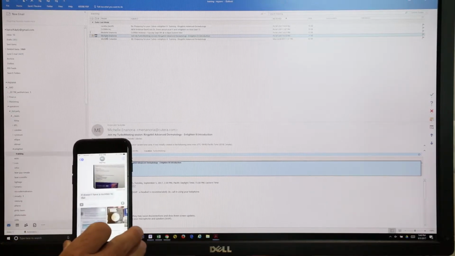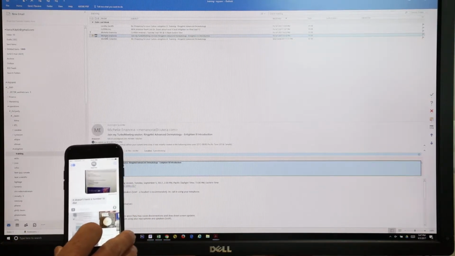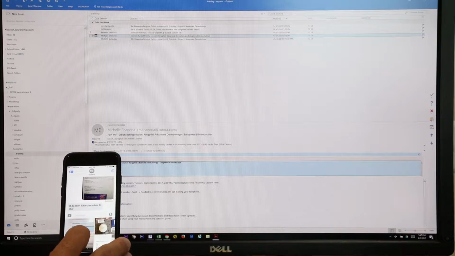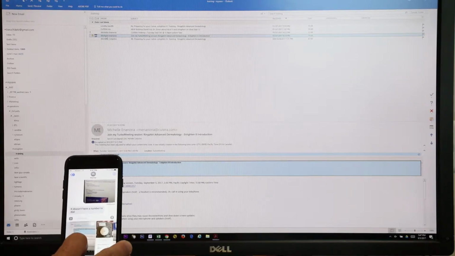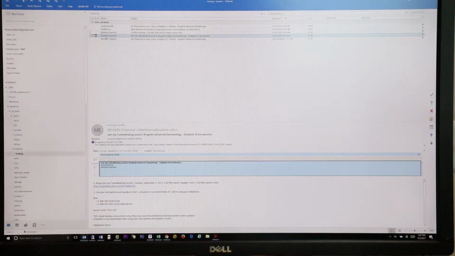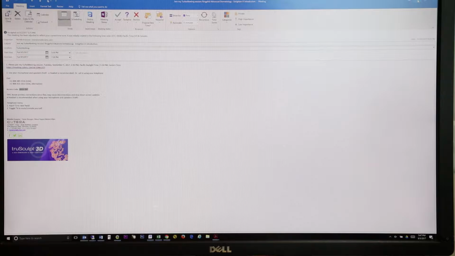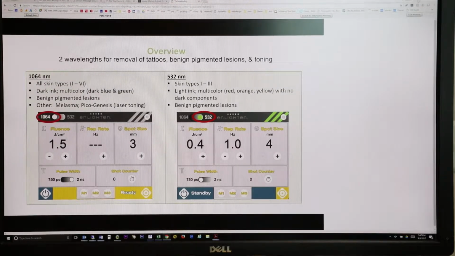Right, but for all skin types, you treat initial tattoos with this wavelength. Typically, your darker inks with darker components in it, okay? And then as well as the Picogenesis that you mentioned, it is using the 1064. So smaller pigmentation issues on any skin type, but you had Picogenesis 1064.